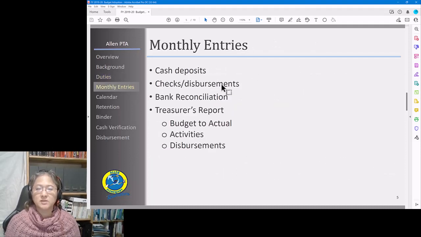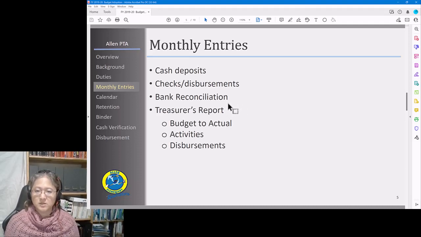These are all the monthly activities I do, starting with entering the cash deposits into our financial system. Then I enter any checks that were written and signed but haven't been entered into our system. I also at this point review all of the reimbursement requests and create a disbursement log that will be brought before the board for review. After the cash and the checks are done, I go into the bank reconciliation portion of the financial system and do a bank reconciliation to catch any missing items.